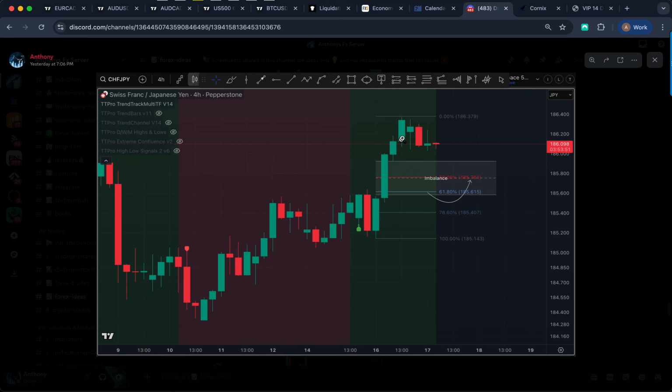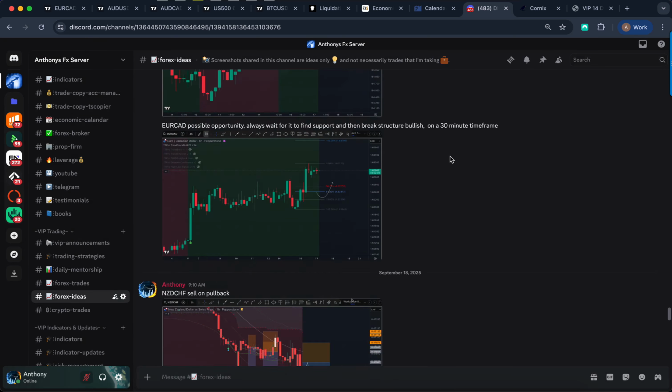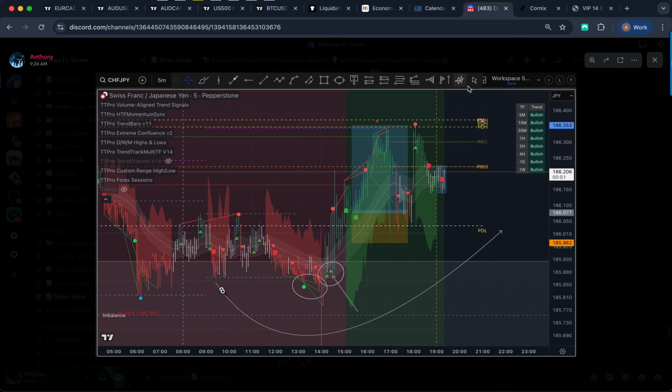And look, it's trending. We're looking for the pullback into the imbalance. And all you need to do is set up your alerts for this trade. That's it. It's so simple. Let me show you. Okay, the Swissy yen outcome. This is it here. Okay, this is a 5-minute chart. This was the idea. We're looking for this rotation.